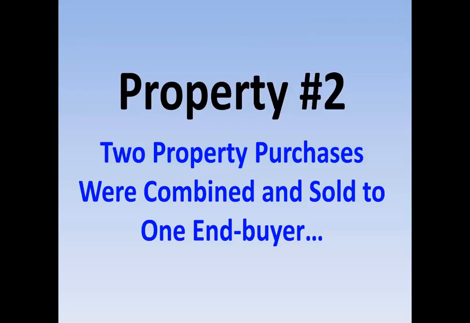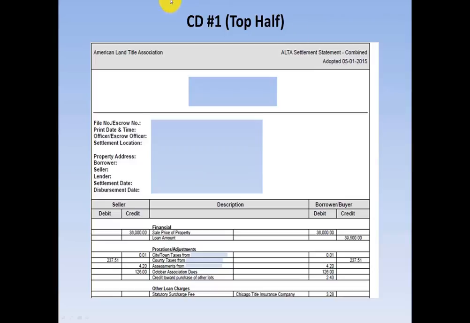Now in property number 2, there's actually 2 purchases that were combined to be sold to one end buyer. Both purchases are for raw land, and it was more than 10 individual parcels of raw land that were combined to be sold to one end buyer. Now in this case, we're using a closing disclosure instead of a HUD statement, the CD. This is the top half of the CD. Purchase price on the first group of properties, $36,000.